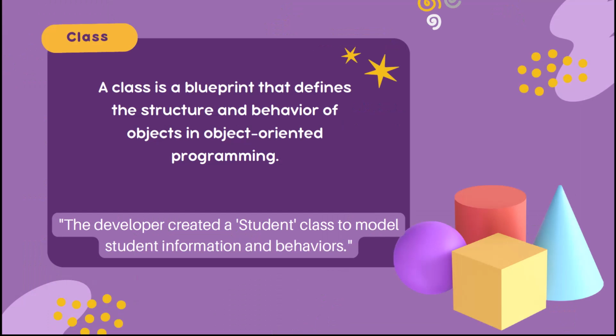Class. A class is a blueprint that defines the structure and behavior of objects in object-oriented programming. Example. The developer created a student class to model student information and behaviors.